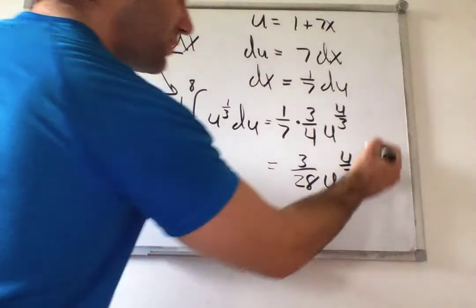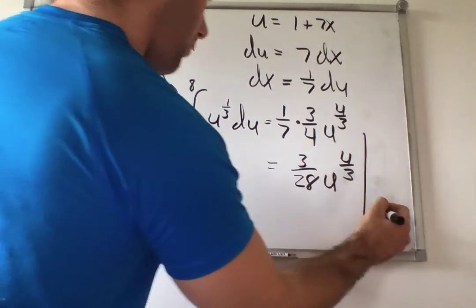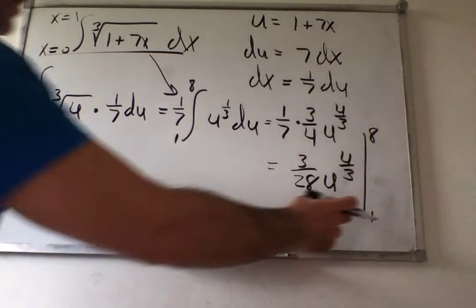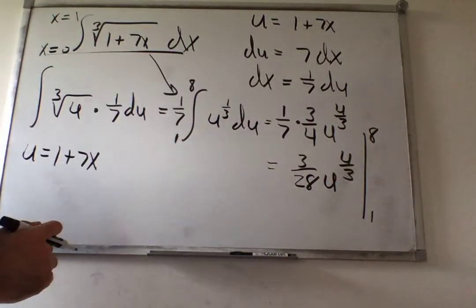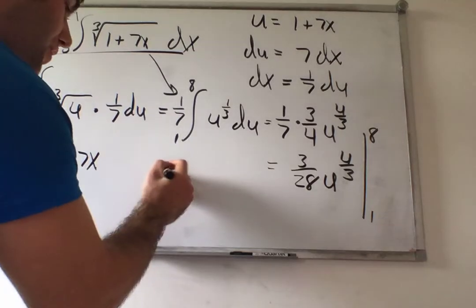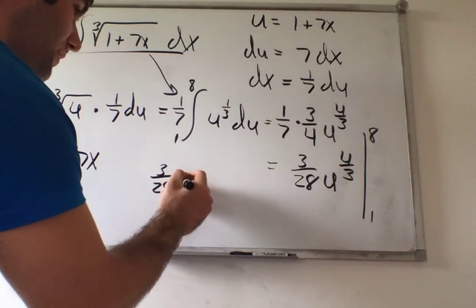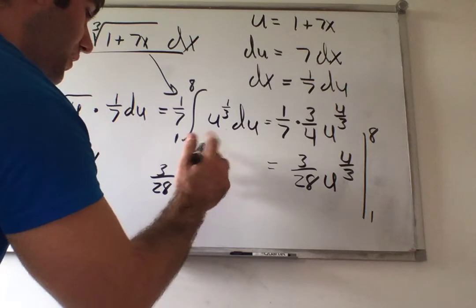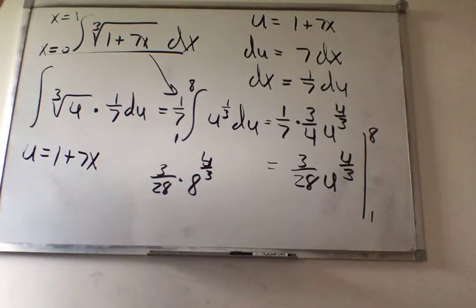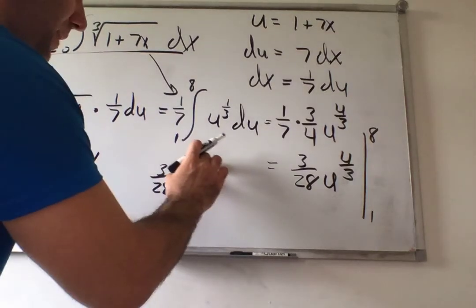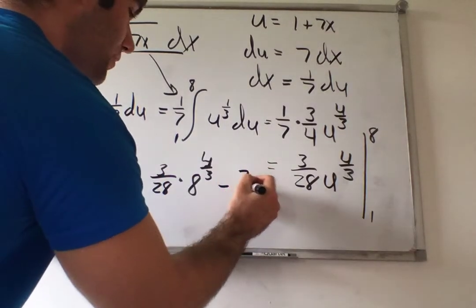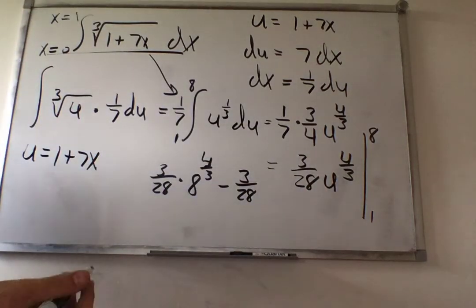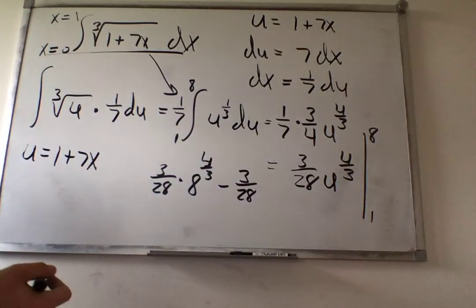And what we're going to do is evaluate that from 1 to 8, using my u limits of integration. So you get 3 over 28 times 8 to the 4/3 power minus 3 over 28. You just plug in 1 into here, and you just get 3 over 28, since 1 to any power is 1.